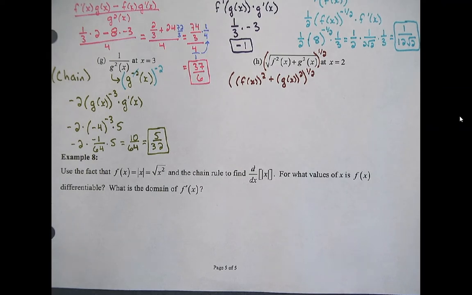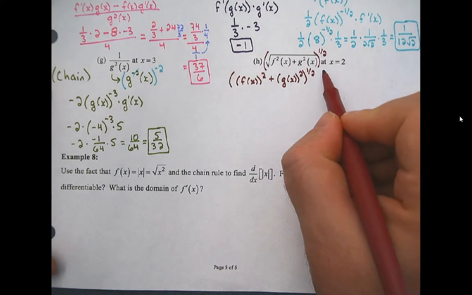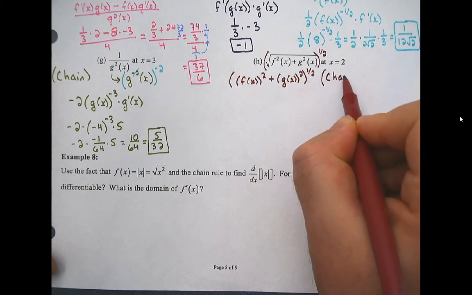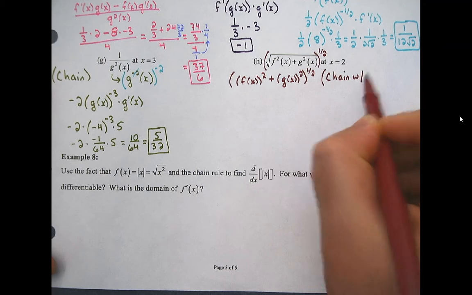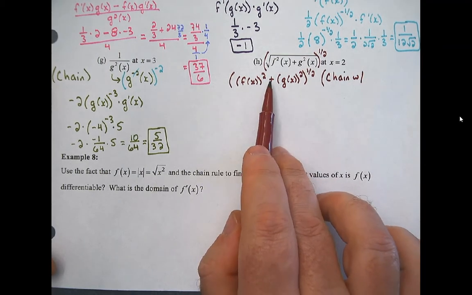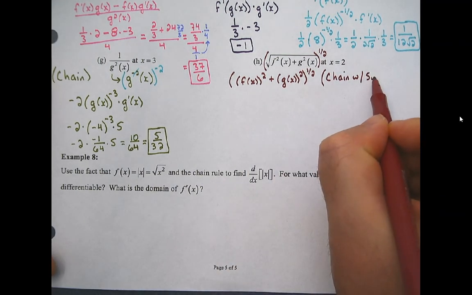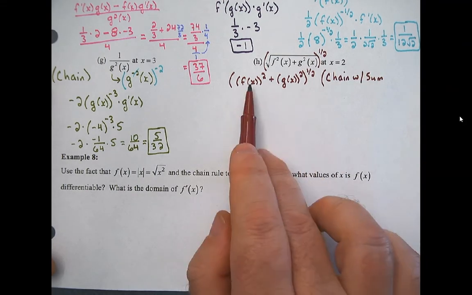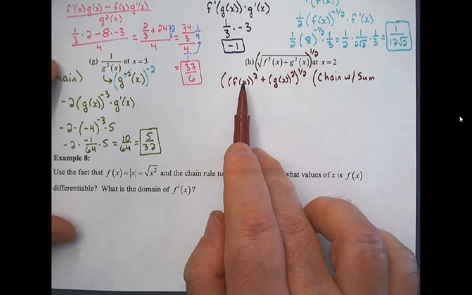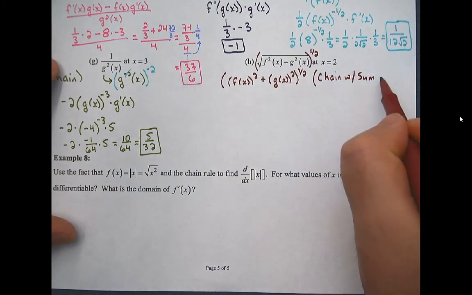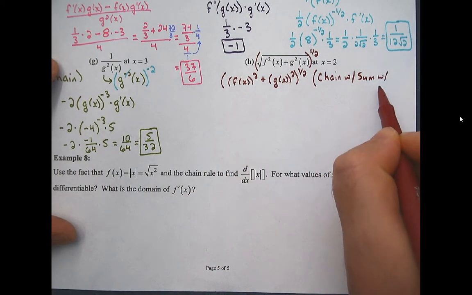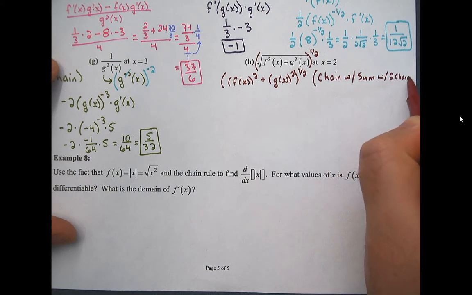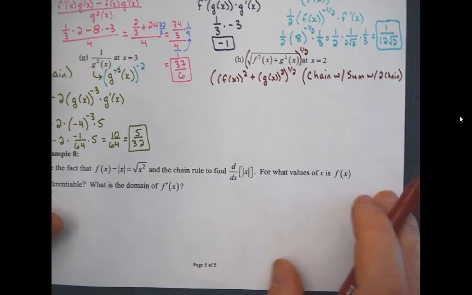Okay, so if I were to describe this, overall I've got something inside of 1/2, so that's a chain. As I derive the chain, the inside would be a sum. As I derive the sum, I'm going to have to do the chain again because these two are both inside of squares. So this is a chain with a sum with two chains. All right, let's get after it.